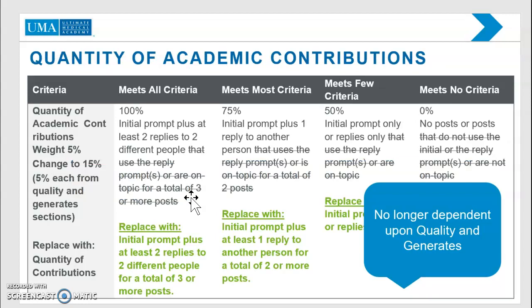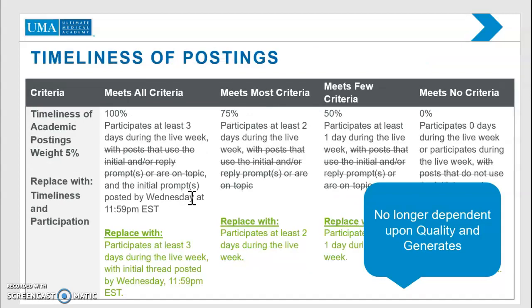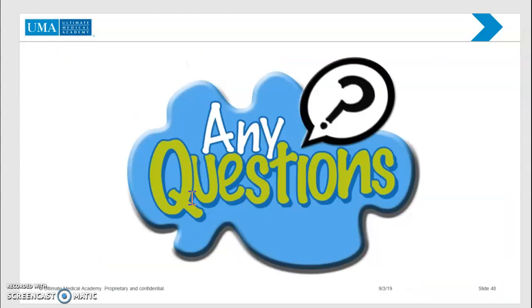Quantity of academic contribution is one main post on Wednesday. Make sure it's on Wednesday. If it's later than that, then you might miss some points. The 2 replies should be in between Wednesday to Sunday. If it's after Sunday, you will lose points. Timeliness. Did you post all 3 replies on 3 different dates? And that is it. That's it for timeliness of posting.